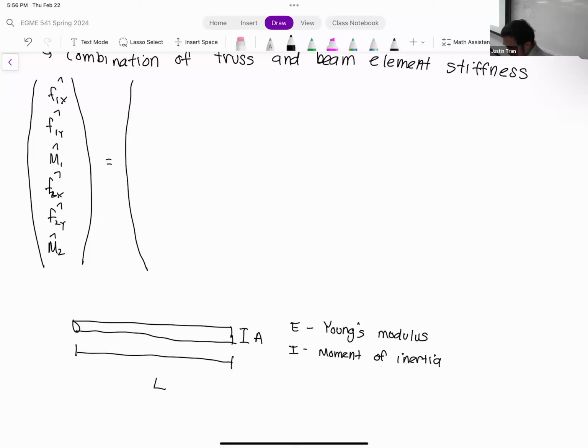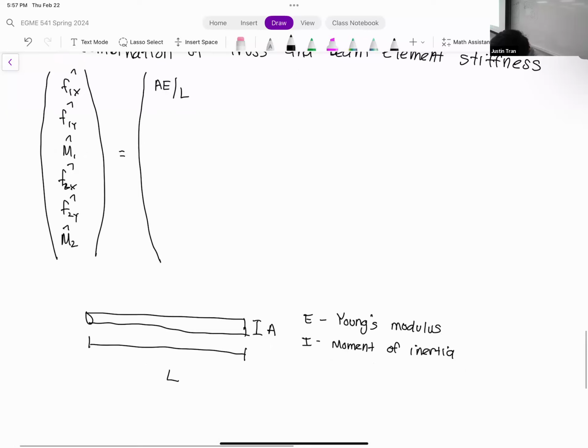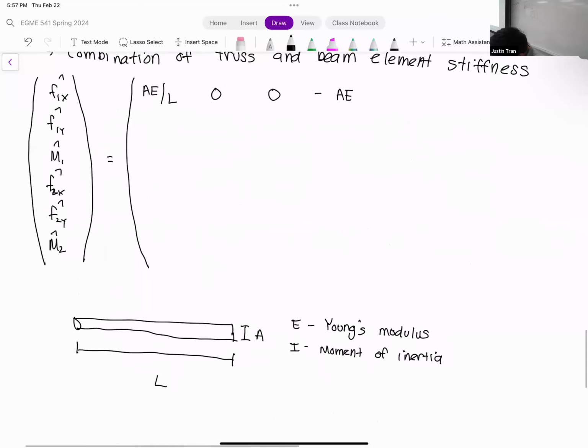All right, let's start writing the matrix. First, in the top left, we have AE over L. That's a familiar face, what we had for the trusses. Next two entries are 0, so that's nice. Then we have a minus AE over L.